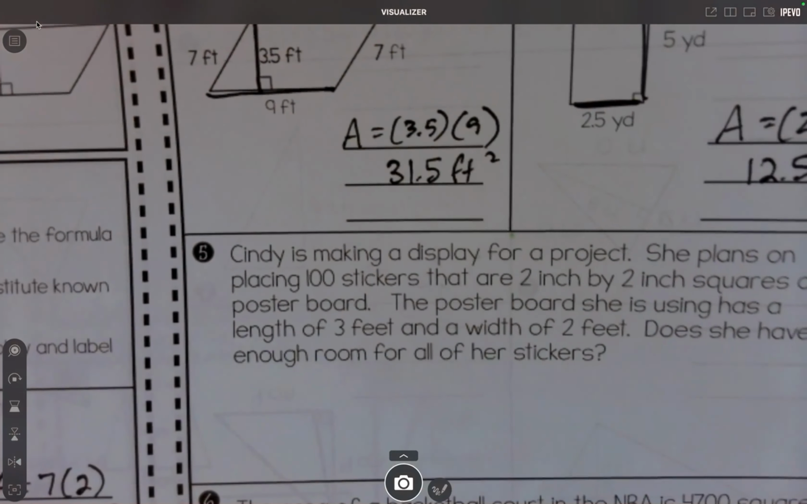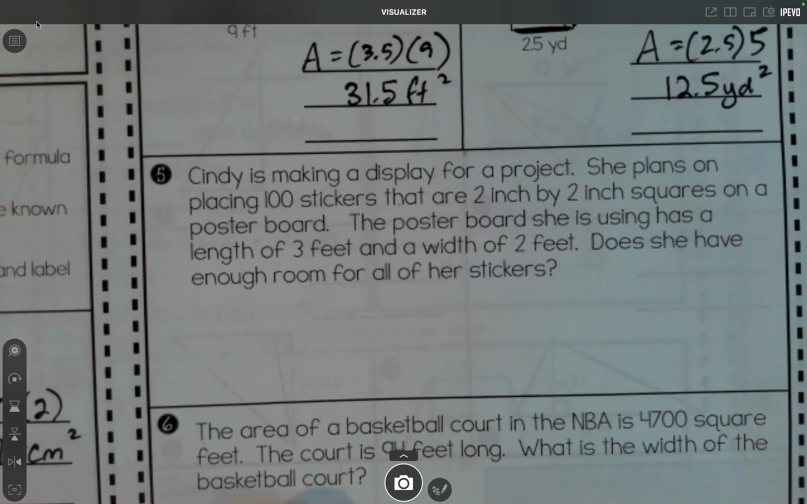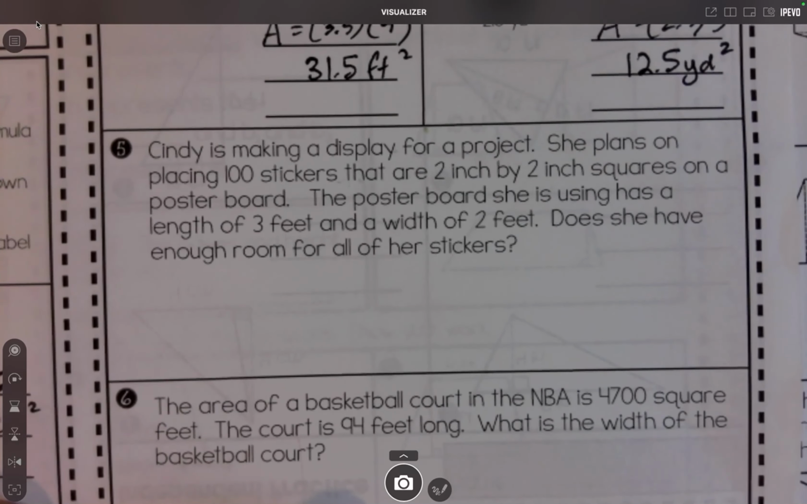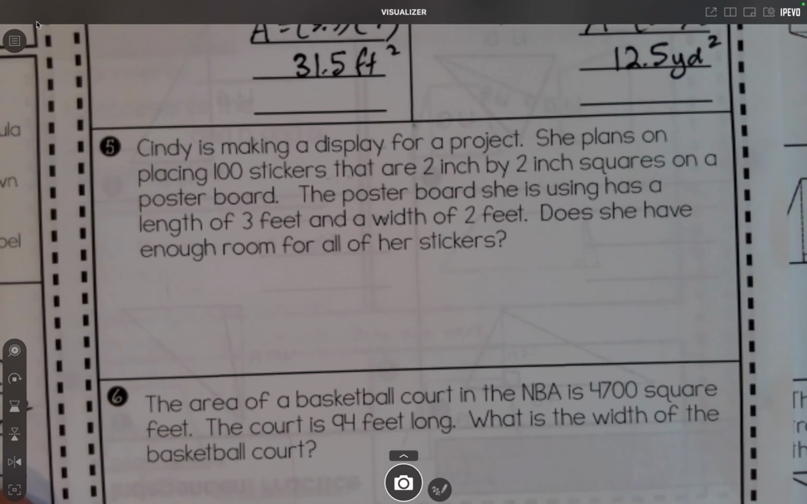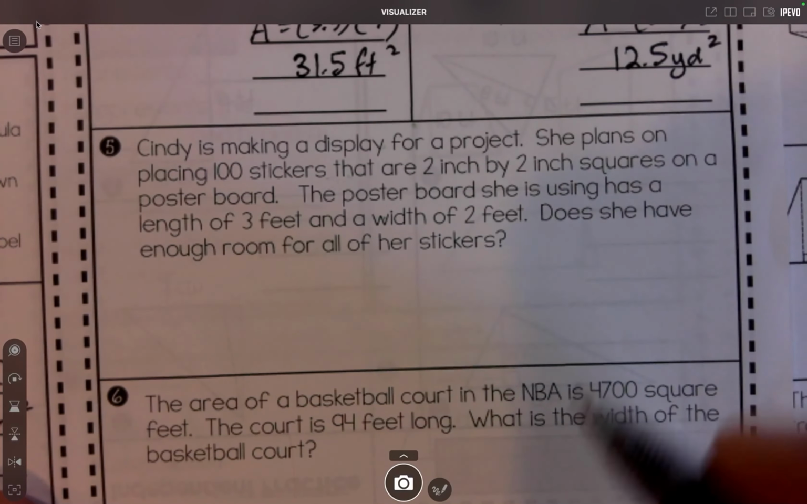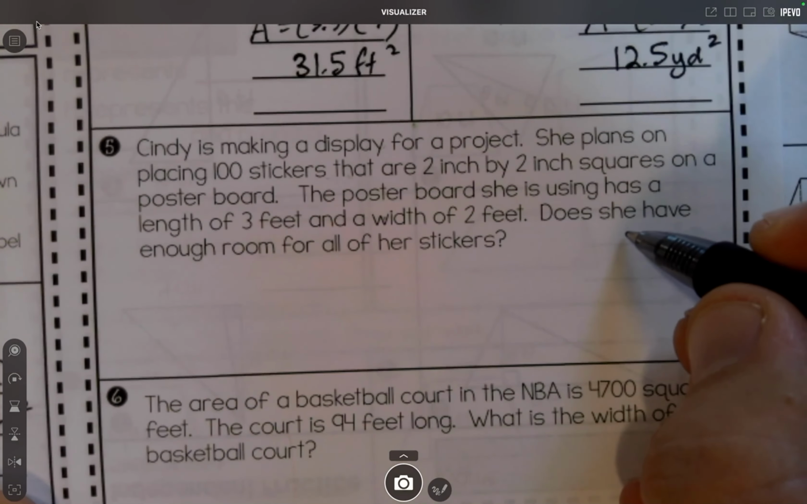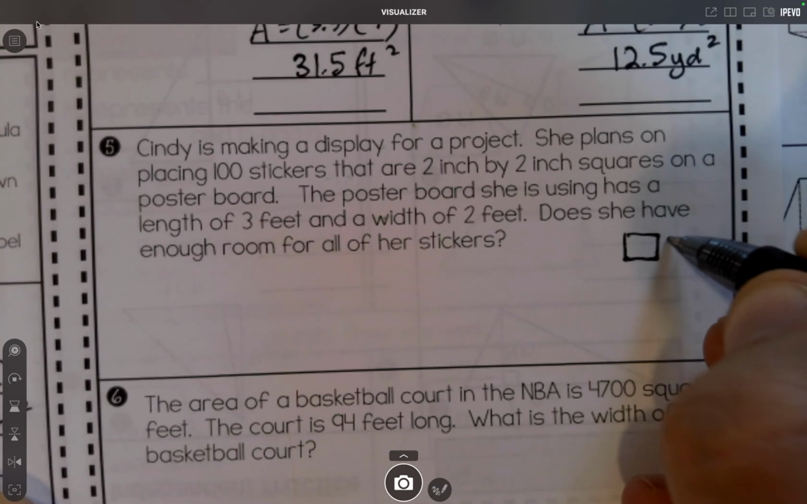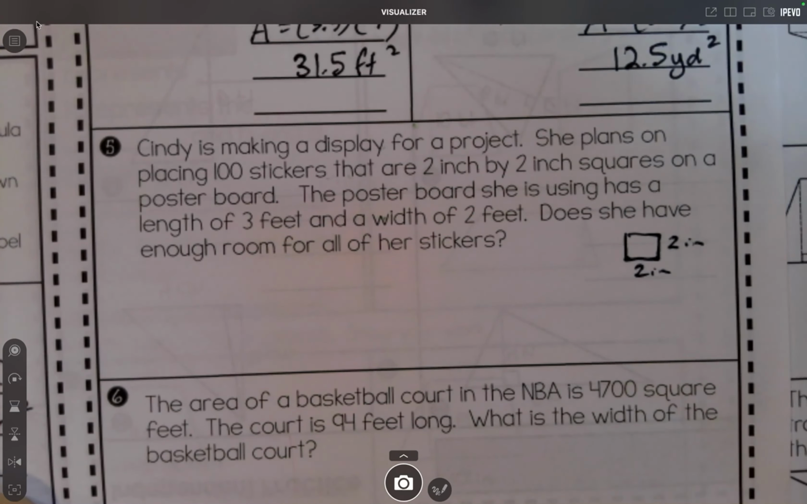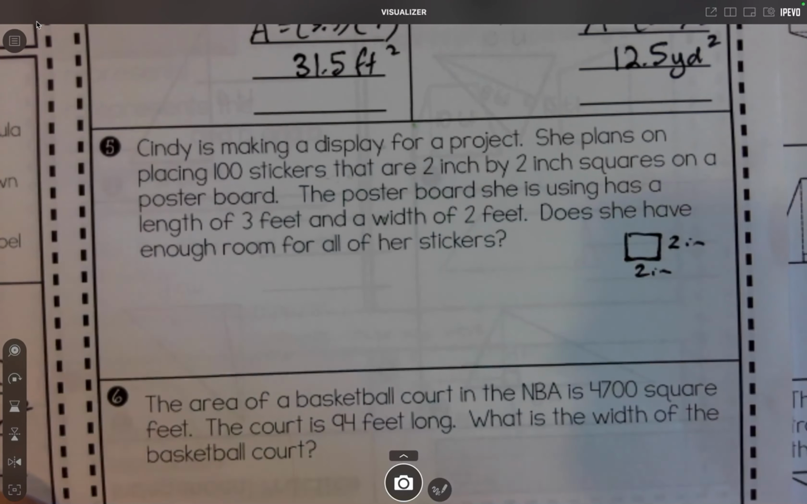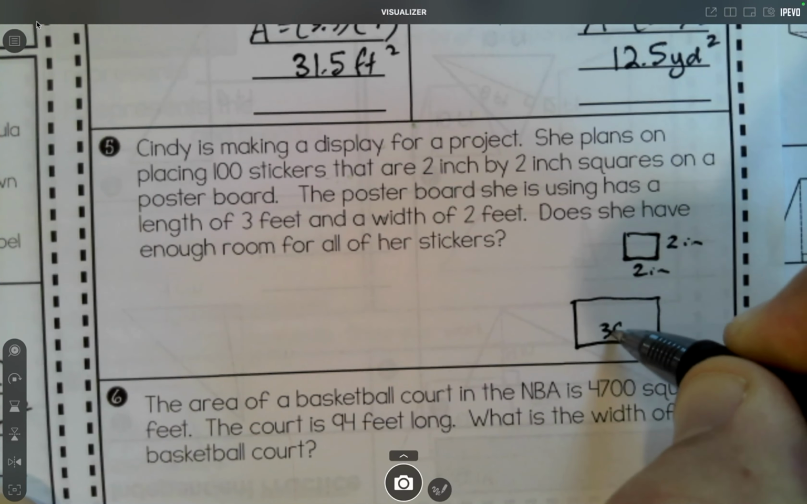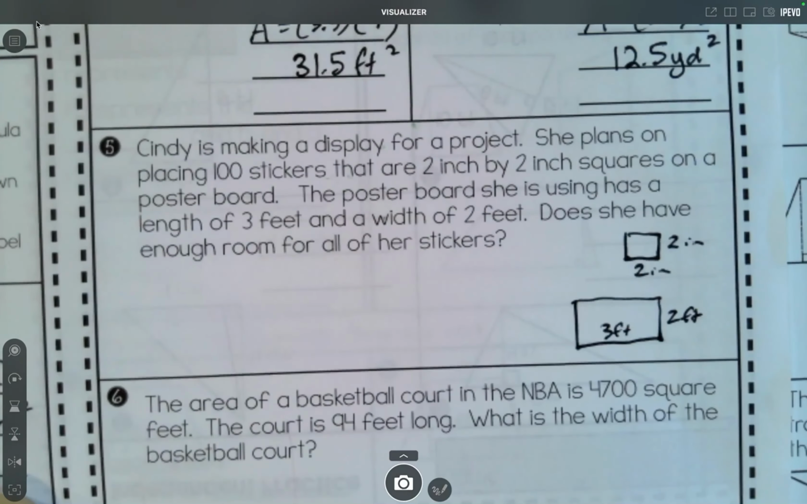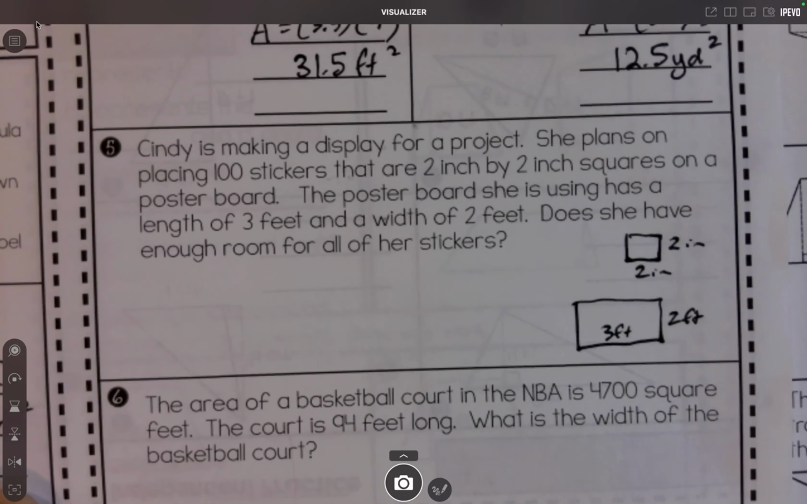Okay, so you guys have to do projects in school all the time. So Cindy is making a display for a project. She plans on placing 100 stickers that are 2-inch by 2-inch squares on a poster board. I recommend when they don't draw pictures, you do draw some. So 2 by 2-inch stickers. The poster board she's using has a length of 3 feet and a width of 2 feet. Does she have enough room for all of her stickers?